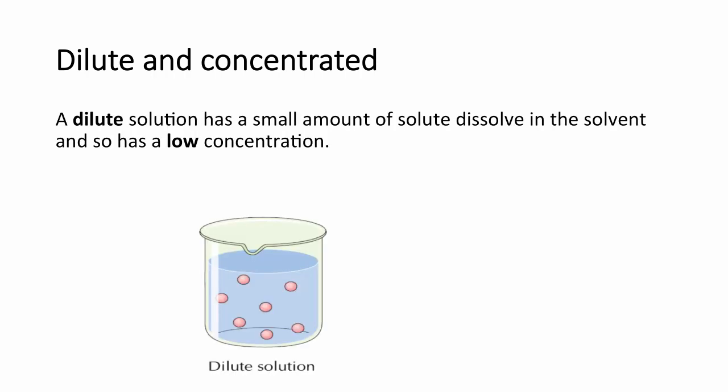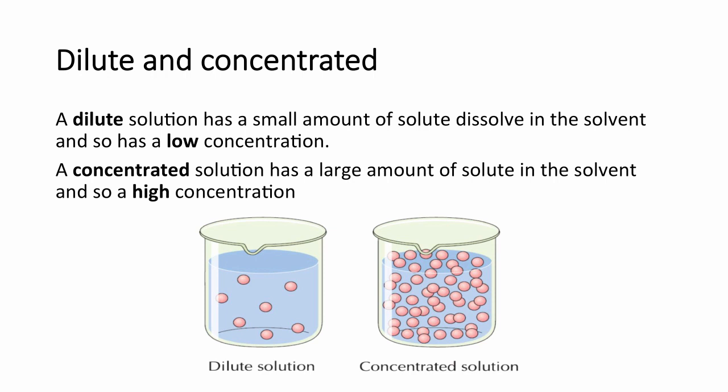Dilute and concentrated. A dilute solution has a small amount of solute dissolved in it, and so has a low concentration. A concentrated solution has a large amount of solute in the solvent, and so a high concentration. Many students confuse strong acids and weak acids with dilute and concentrated acids, but these are two different things. A strong acid, such as HCl, can be dilute or concentrated, depending on how much solvent there is compared to the acid.